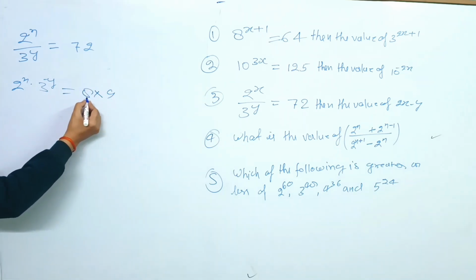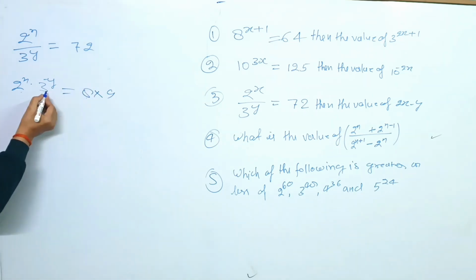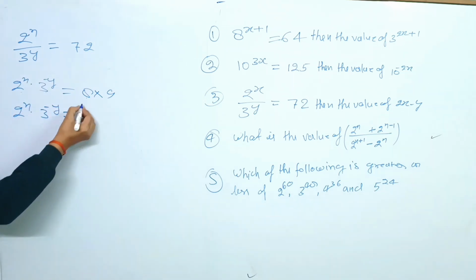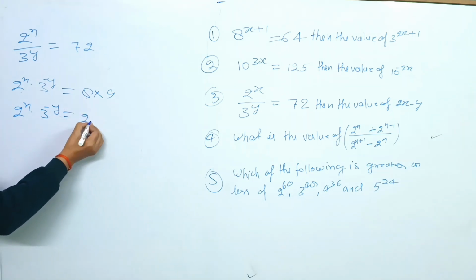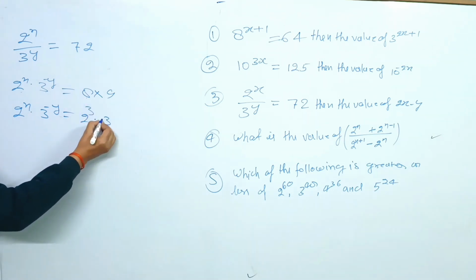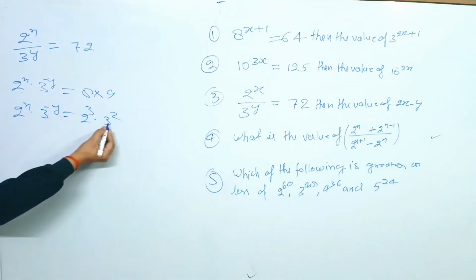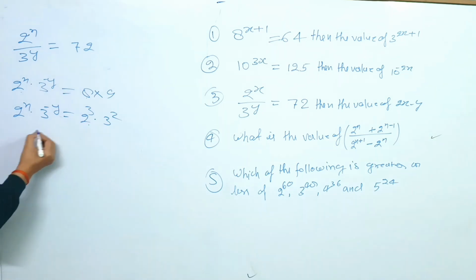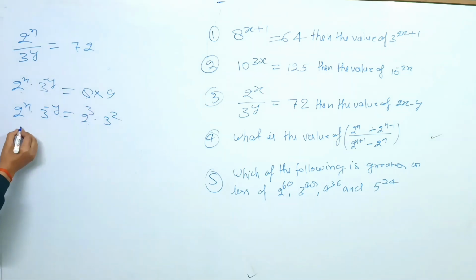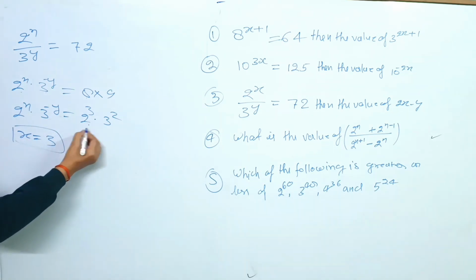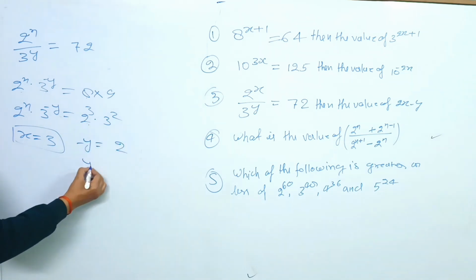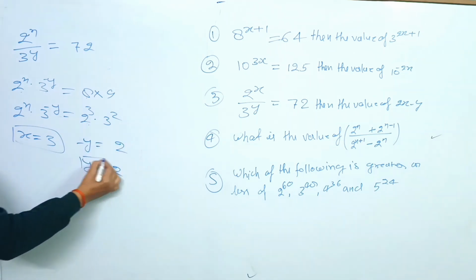We can convert 8 into 9 in the form of powers of 2 and 3. So 2 to the power x into 3 to the power minus y is equal to 2 to the power 3 into 3 to the power 2. Comparing both sides, x is equal to 3. Again comparing the powers of 3, minus y is equal to 2, which means y is equal to minus 2.